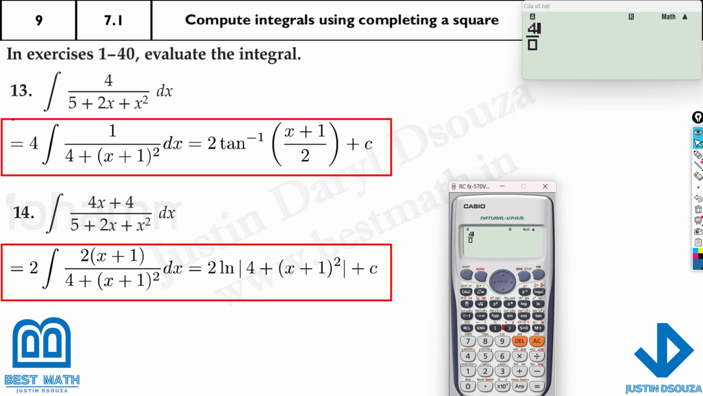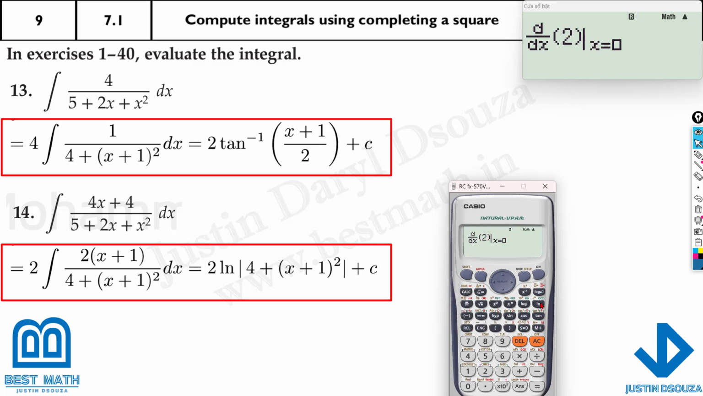Same thing with the next problem. It's 4x plus 4, and here we have 5 plus 2x plus x squared. Calculated at 2, because over here there is no square root or anything, you should get the answer 0.923. Now similarly, let's do shift dy by dx.